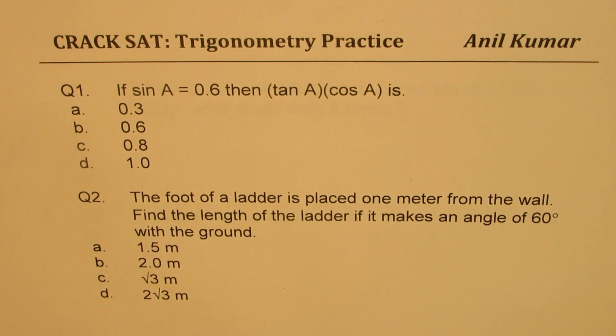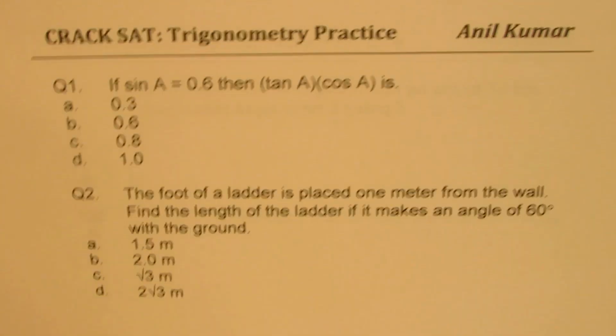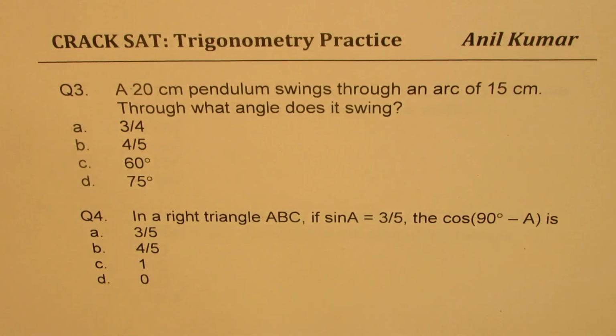Question number 1. If sine A equals 0.6, then tan A cosine A is what? Question number 2. The foot of a ladder is placed 1 meter from the wall. Find the length of the ladder if it makes an angle of 60 degrees with the ground. Question number 3. A 20 centimeter pendulum swings through an arc of 15 centimeters. Through what angle does it swing?